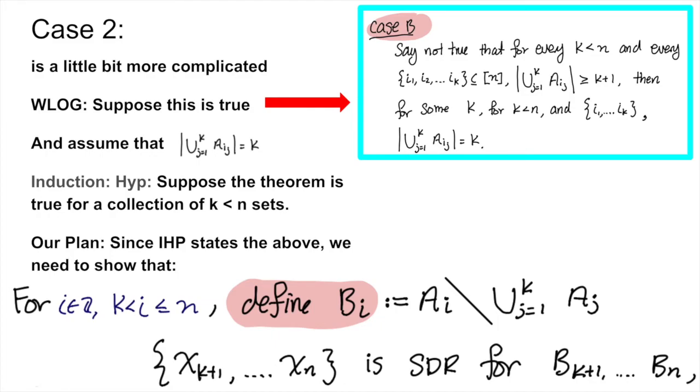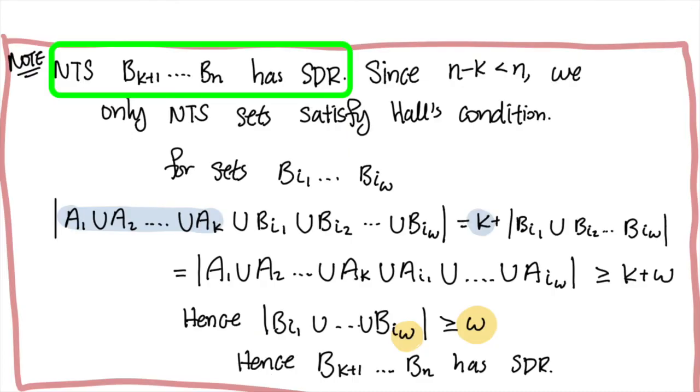Also, note that Bi cannot be empty, because by our assumption, i is greater than k strictly, and the size of the union that we remove is exactly k. Since n minus k is strictly less than n, we only need to show that the set system B_{k+1} all the way to B_n satisfies Hall's condition. To make things easier, instead of calling them B_{k+1} to B_n, I will call them B_{i1} to B_{iw}. So there are w sets.